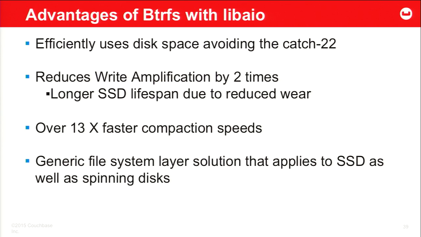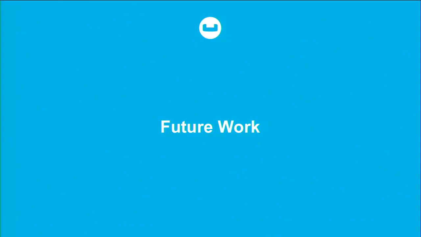So to quickly summarize, Btrfs with libaio efficiently uses the disk space. It avoids this problem of the catch-22, which exists in the append-only KV store models. It reduces the write amplification by 2 times, because you don't need to write all the valid user data over to the new file. You can have over 13x faster compaction speeds. And most importantly, this is a generic solution that applies to not just SSDs, but you can also apply to spinning disks to speed up your compaction times.